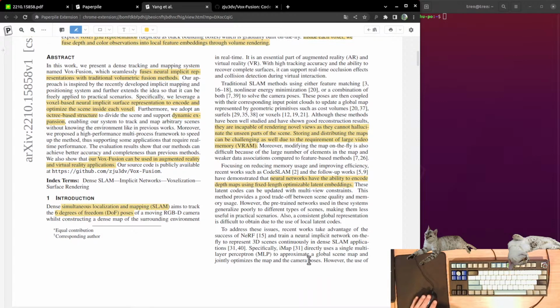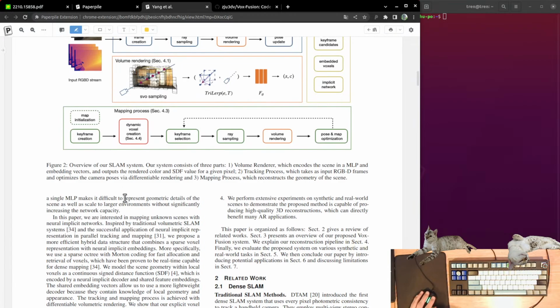Okay, some issues with that. Okay, so here's some recent works that do dense SLAM with nerfs. Here we have IMAP using a single multi-layer perceptron, right? Just a multi-layer neural network to approximate a global scene map and jointly optimizes the map and the camera poses. Okay, here they're saying that using a single MLP for the global map makes it harder to scale to larger environments that maybe have a little bit more diversity in what's inside of them.